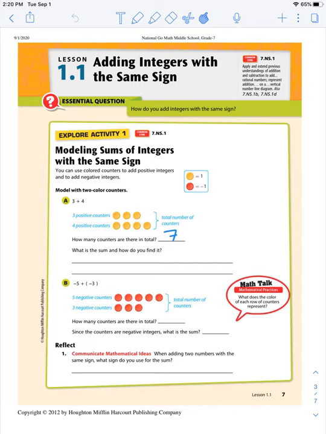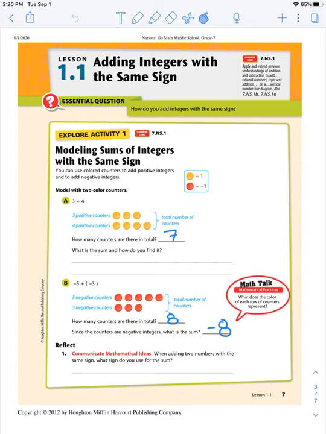So part B, we have 5 negative and 3 negative. Negative 5 plus negative 3 is negative 8. How many counters are there total? There are 8. Since the counters are negative, what is the sum? The sum is negative 8. How did we find that? We found the total of negatives.